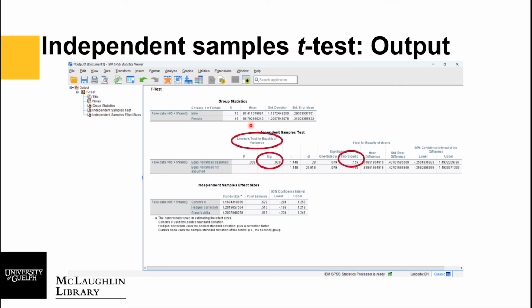And then the last piece here, it gives you the independent samples effect size table. The effect size just tells you the size of your effect. Is it a small, medium, or large effect size? How different are the groups potentially? The effect size that you use for an independent samples t-test is Cohen's d. So we'll look at point estimate. We can see 0.529. That's our Cohen's d for our effect size. And that's how you run an independent samples t-test.